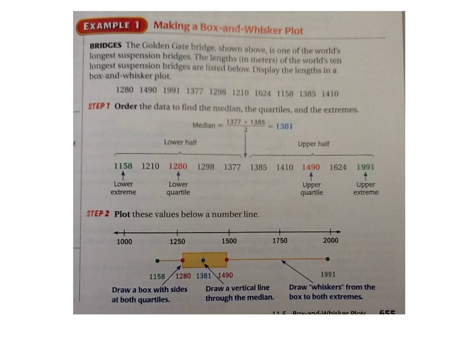So what they've done, if you look here, these are the lengths of the 10 bridges in meters. So one bridge is 1,280 meters. Another bridge is 1,298 meters. Okay? And so these are the different bridge lengths. Well, they're not in any sort of order.